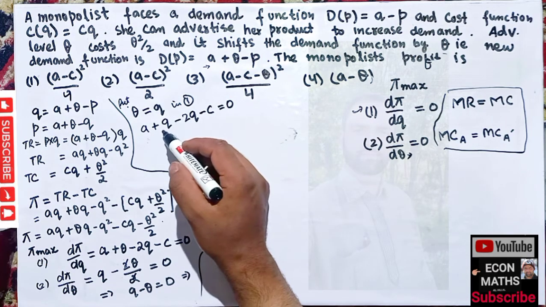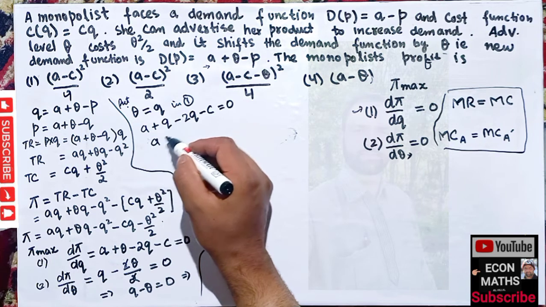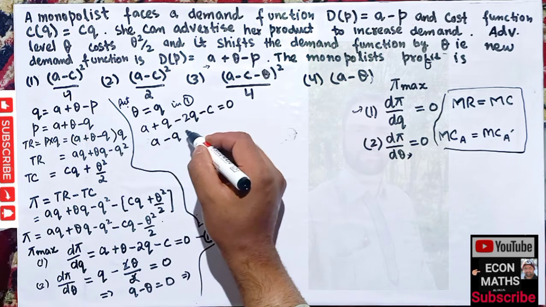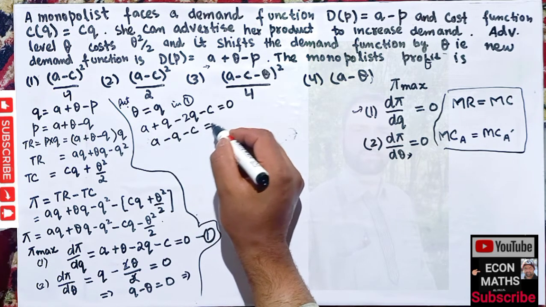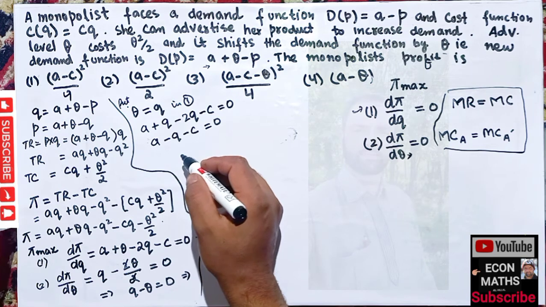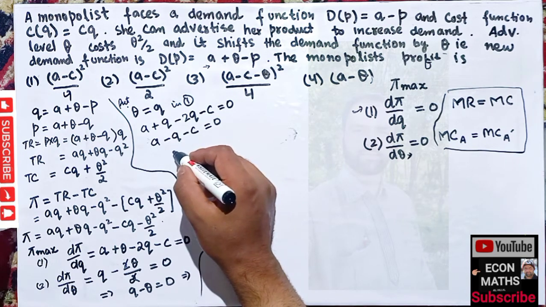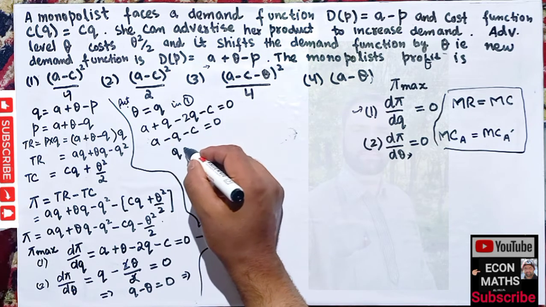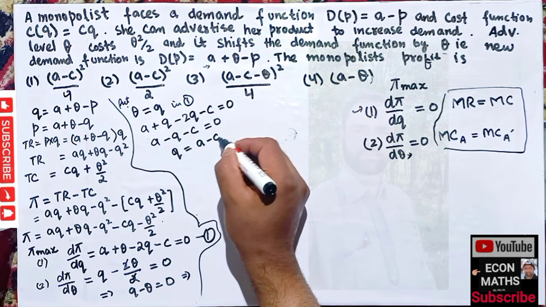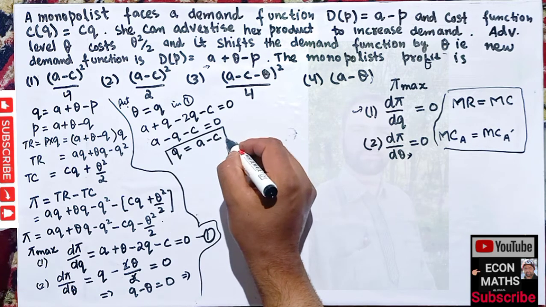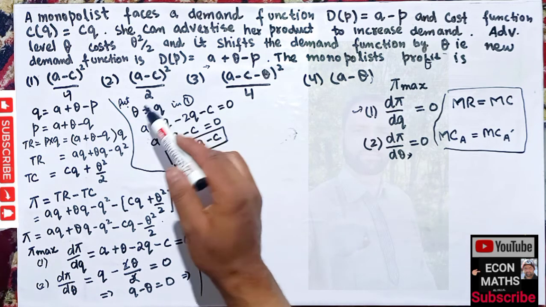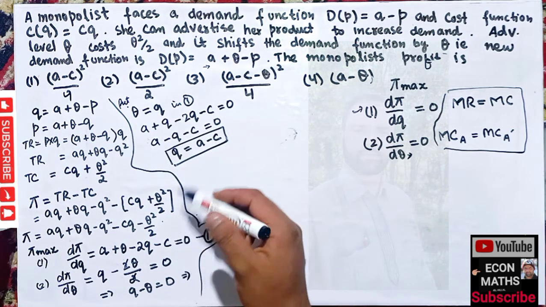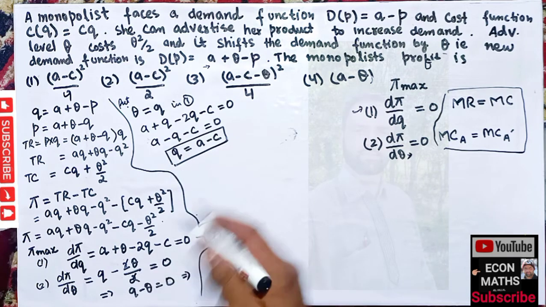Or we can write here a, now q minus 2q is equal to minus q, so a minus q minus c is equal to 0, which implies q is equal to, we will transpose, q is equal to a minus c. So our q is equal to a minus c. Remember here theta is equal to q and q in turn is equal to a minus c. So we will use these two things to find the profit.